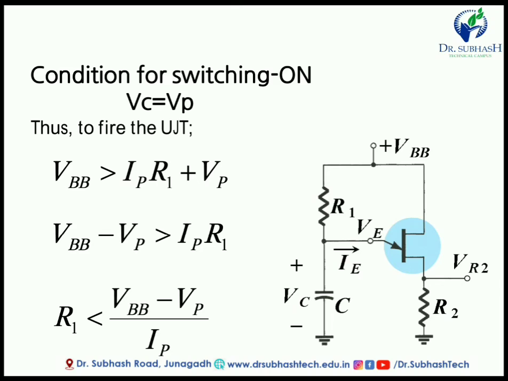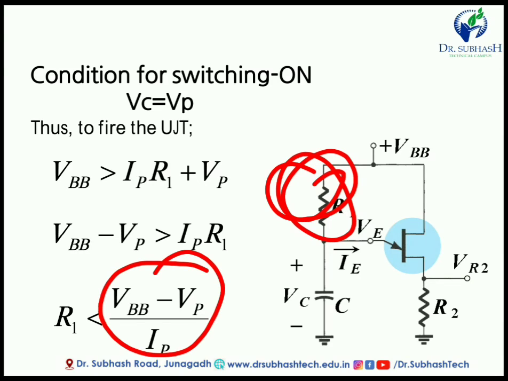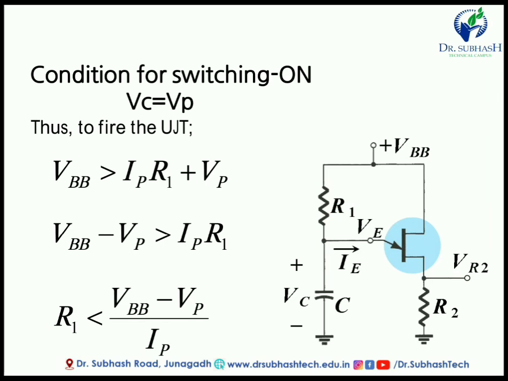And if you want to design any relaxation oscillator circuit, then first you have to design the value of R1, and this value of R1 is always less than (VBB minus VP) upon IP. This ratio is the resistance, because V is equal to IR and R is equal to V by I. So we can directly say (VBB minus VP) divided by IP. So we can easily design the value of R1. This is about the relaxation oscillator design.